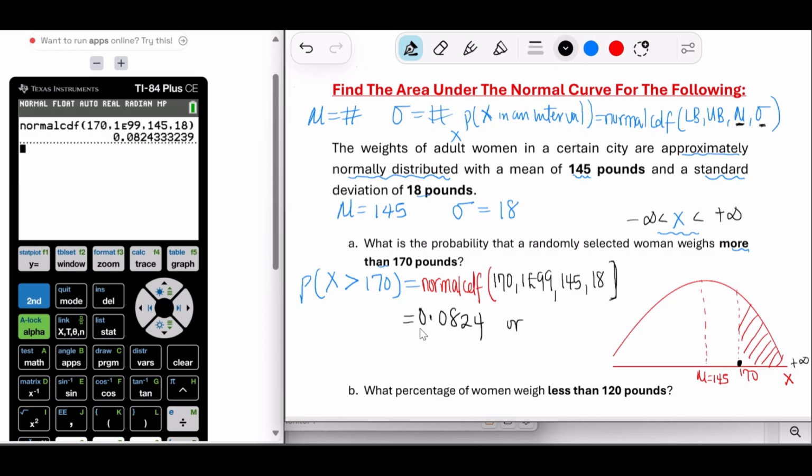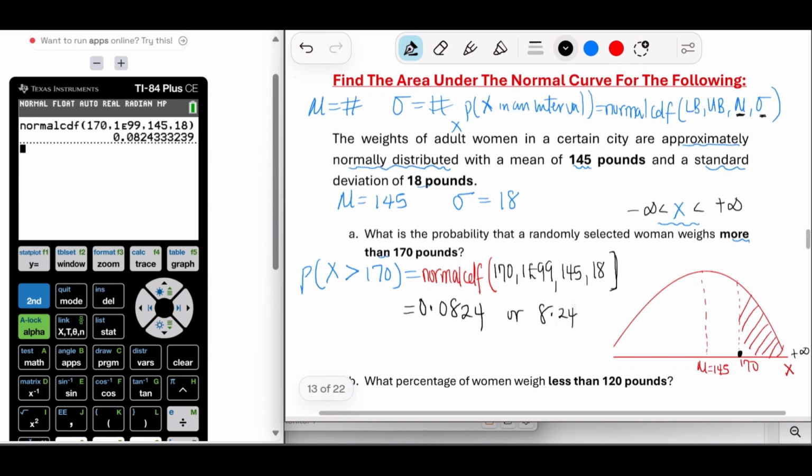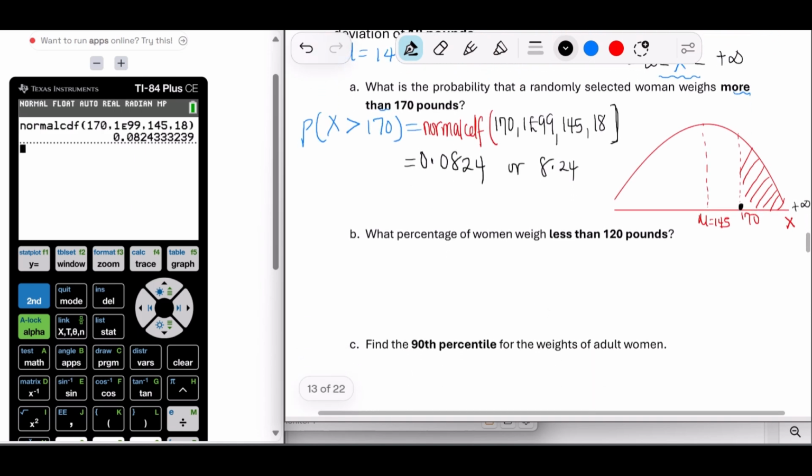So this is the probability that the woman is going to weigh more than 170. Or you can say that this is 8.24 percent. Actually, it's a little bit low, based on the information given to you.